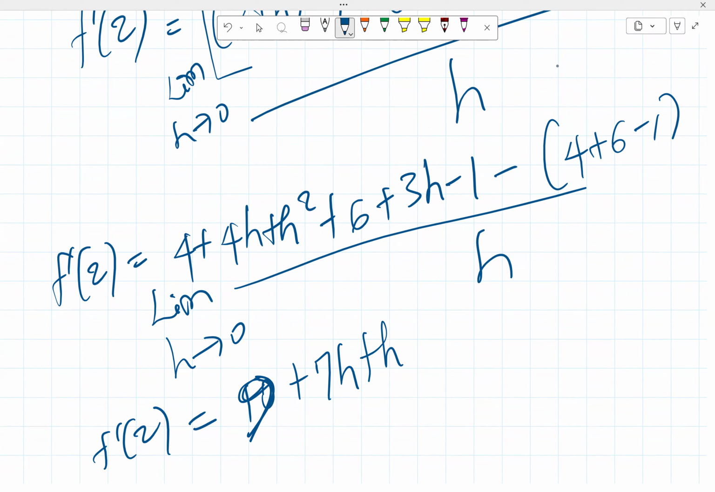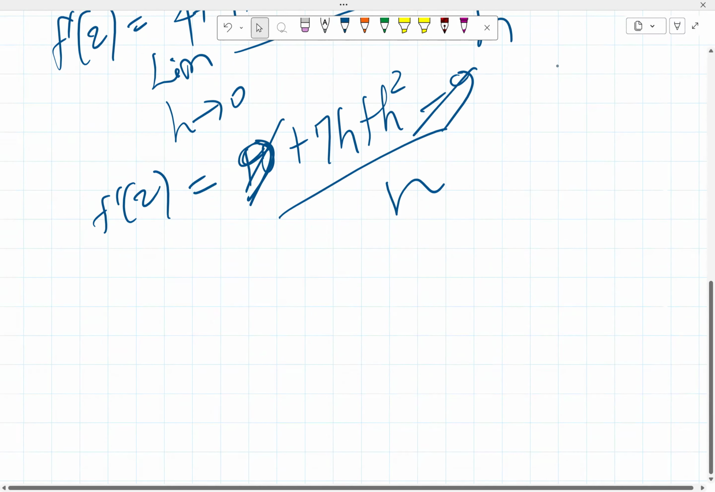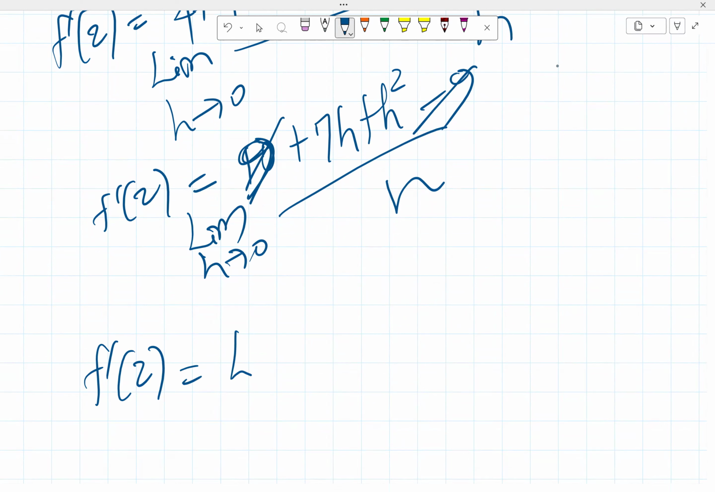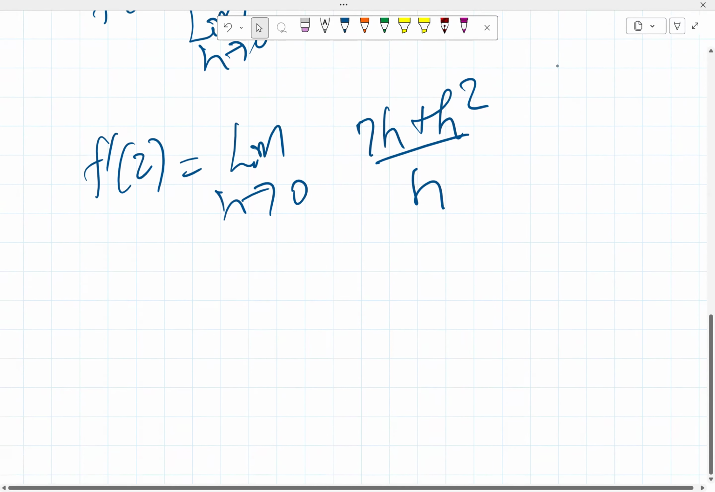So 4h plus 3h, that's 7h, plus h squared. Okay, minus 4 plus 6, 10, 10 minus 1, that's 9. So this is minus 9 right here, all over h. So minus 9 cancels 9 straight up. So we have f prime of 2, that's the limit as h goes to 0 still, don't forget. So that is 7h plus h squared all over h. Okay, things are getting tidier now.